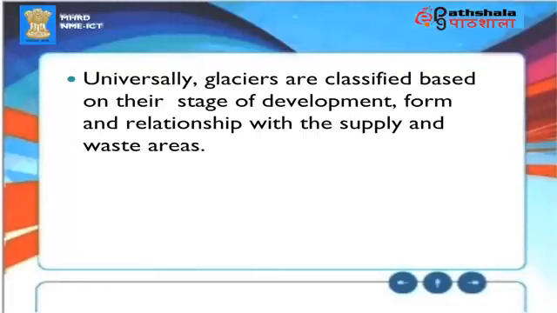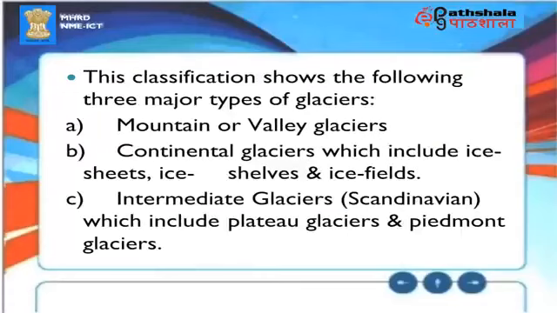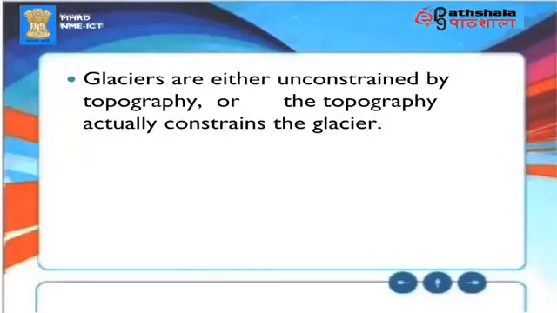Universally, glaciers are classified based on their stage of development, form, and relationship with the supply and waste areas. This classification shows the following three major types of glaciers: mountain or valley glaciers, continental glaciers which include ice sheets, ice shelves, and ice fields, and intermediate glaciers, Scandinavian, which include plateau glaciers and Piedmont glaciers. Glaciers are either unconstrained by topography or the topography actually constrains the glacier.